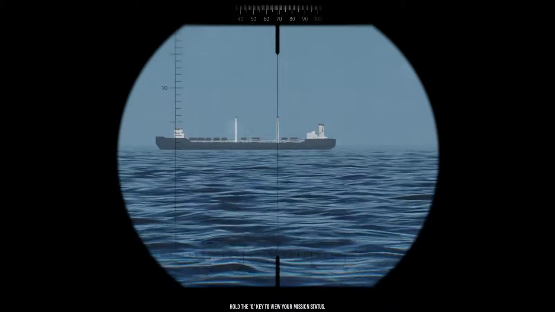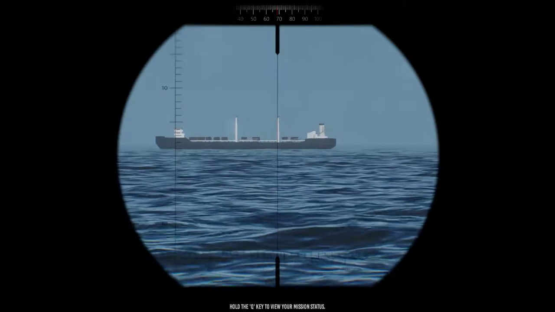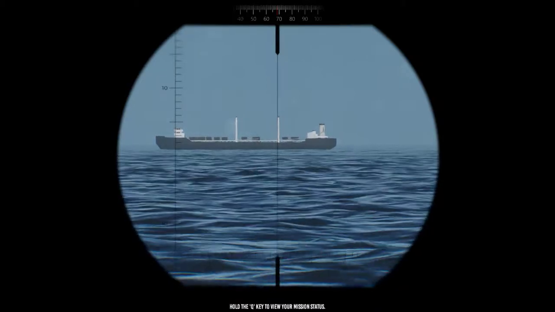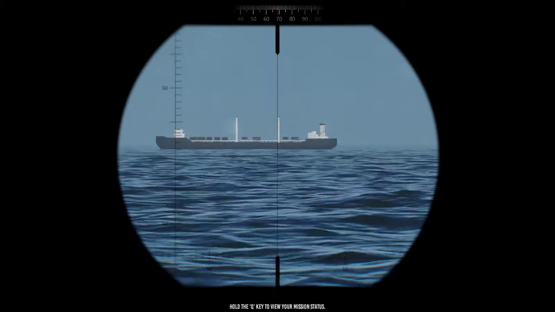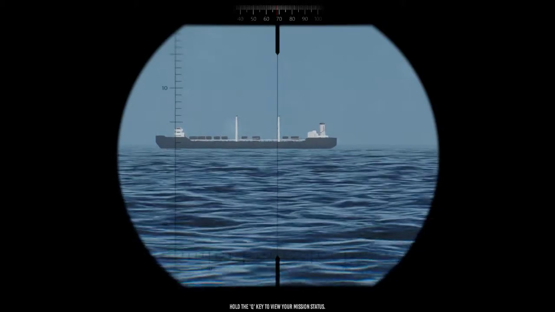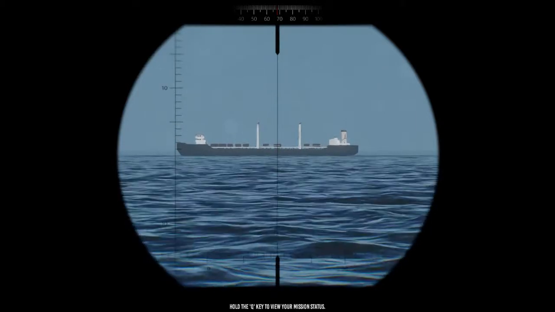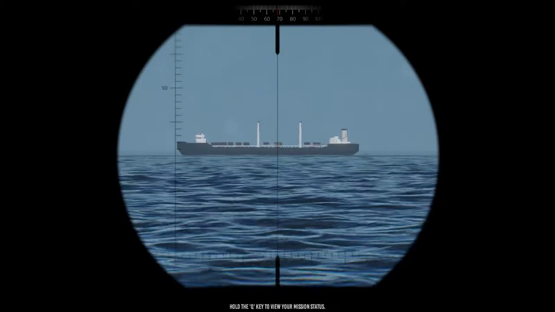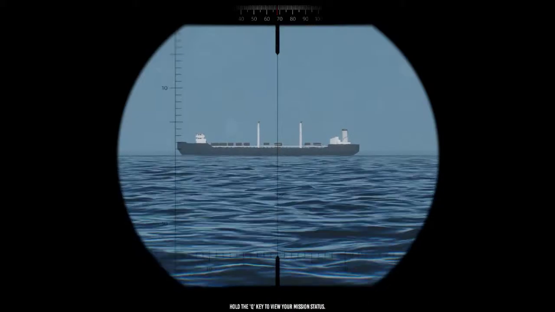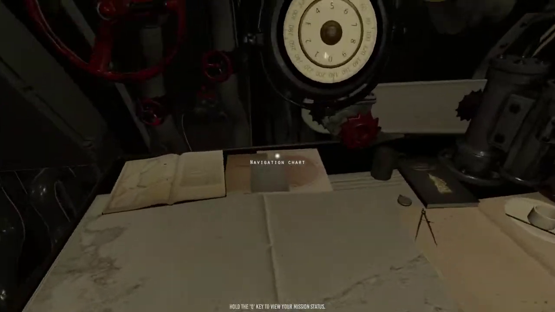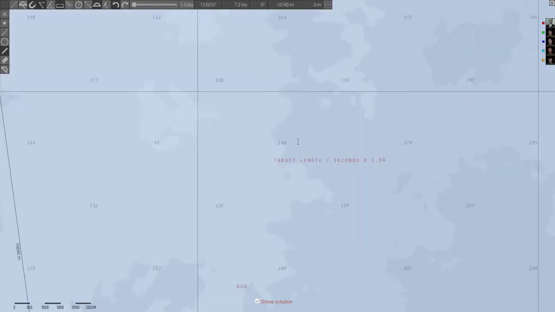All right, so let's see what we got here now. That's pretty close. And for argument's sake, let's say that's the constant bearing right here. So the first thing we need to do is note our own speed to the decimal. We've gone through this in other ones too, 7.2.